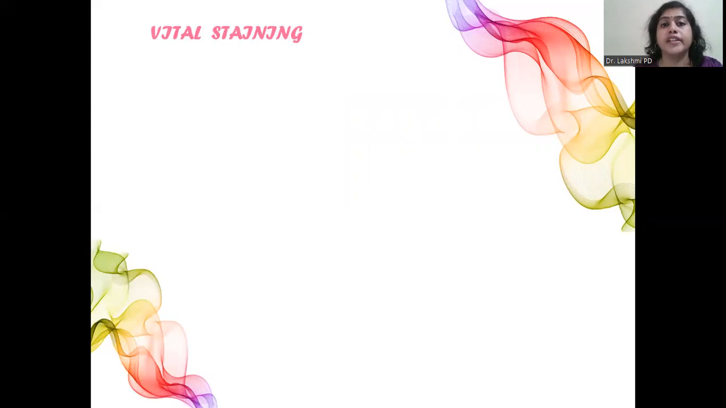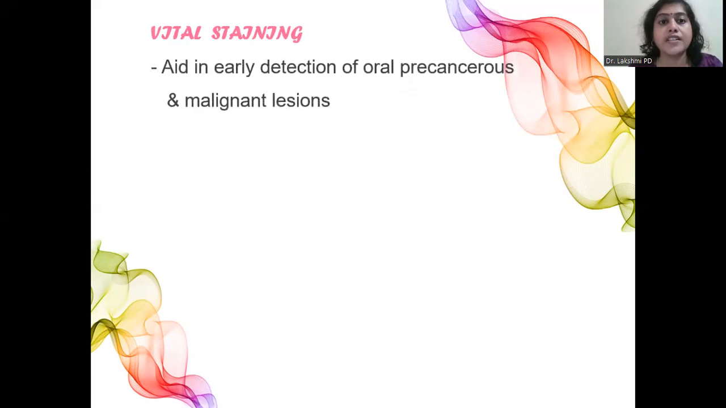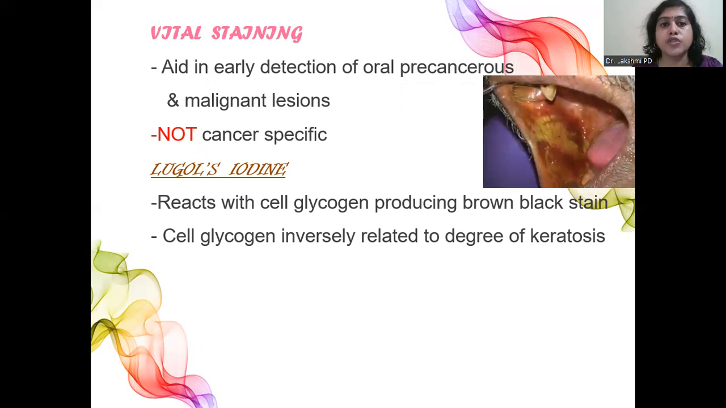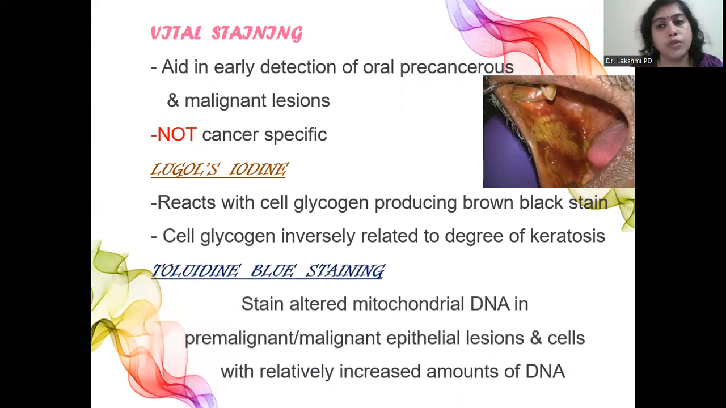Now, moving on to the clinical investigative procedures, beginning with the simplest one, which is vital staining. Vital staining aids in the early detection of oral precancerous and malignant lesions. It is indicated right in the precancerous stage. However, always keep in mind that it is not cancer specific. The two vital staining techniques I'll be discussing right now are Lugol's iodine and Toluidine blue staining.